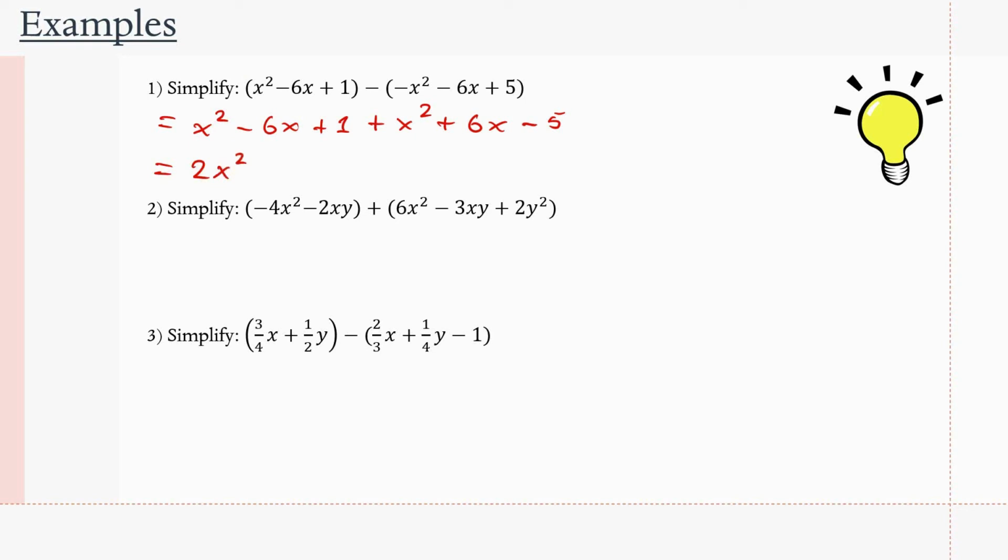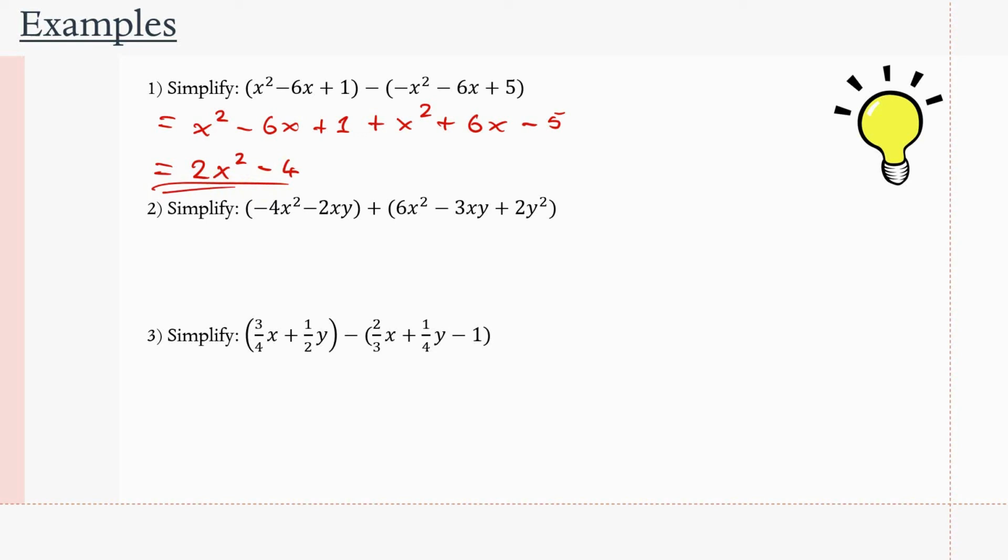Now we have a 6x here and a 6x here, right? So negative 6x plus 6x will just get us 0. So we don't have to write anything there. And now this positive 1 with no variables, negative 5 with no variables, positive 1 minus 5 will get us negative 4. That's your answer.